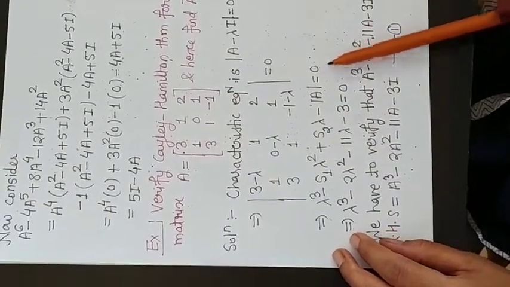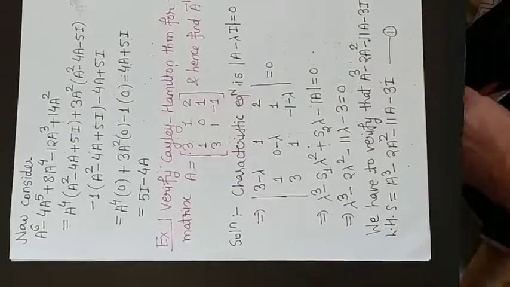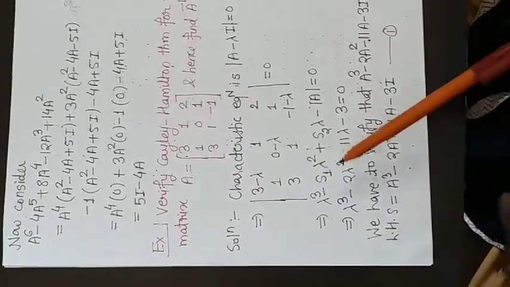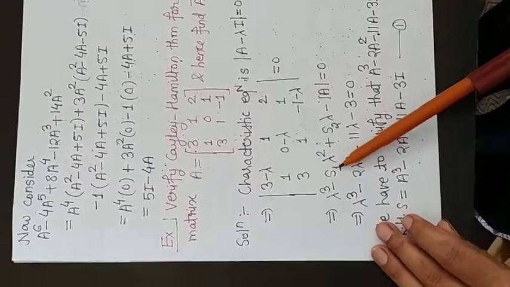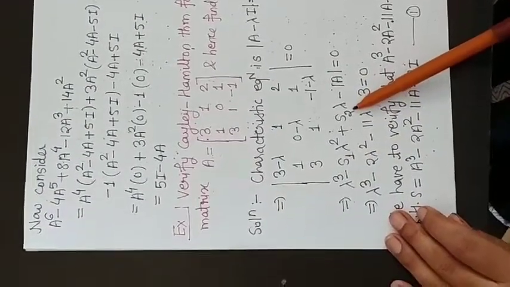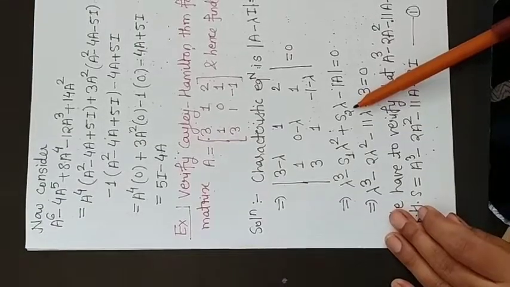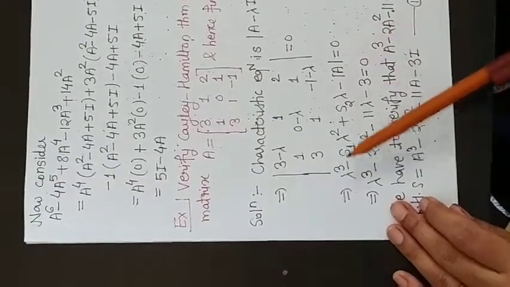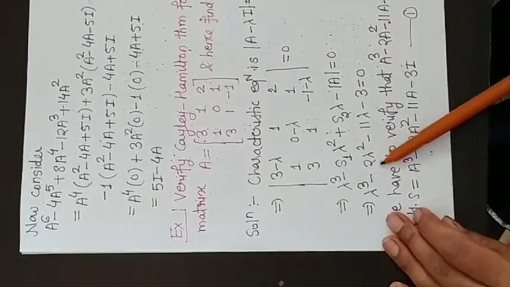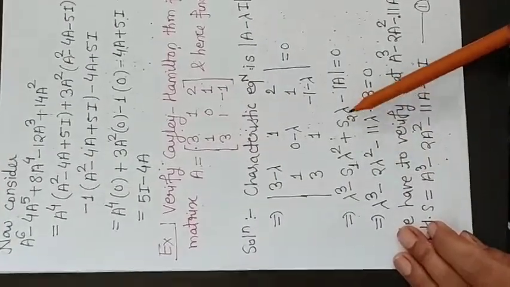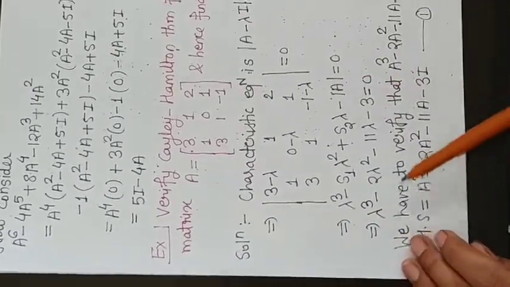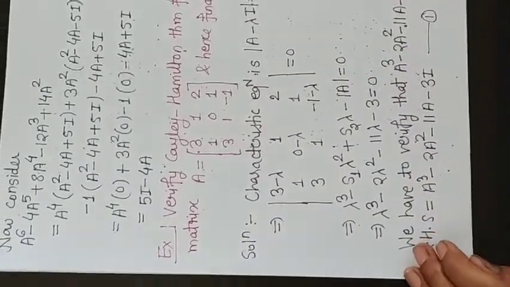I have already told you in my previous lecture how to find s1, s2, and determinant of A. S1 is the sum of diagonal elements of A. S2 is the sum of minors of the diagonal elements of A, and this is the determinant. So by simplifying in the same manner, we get S1, S2 will be minus 11 and determinant of A is 3. So we have this characteristic equation.